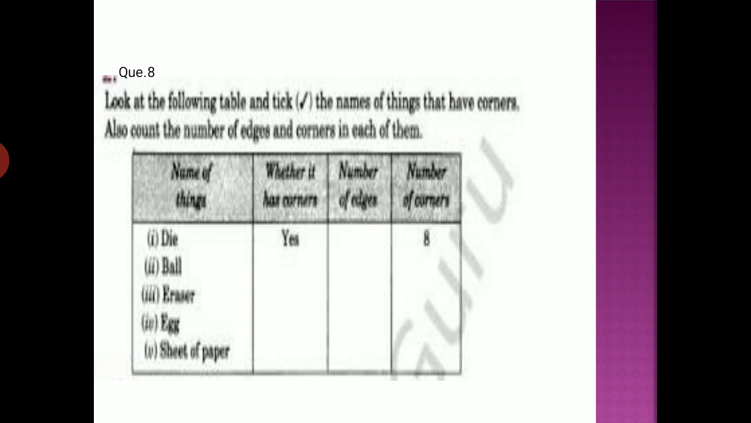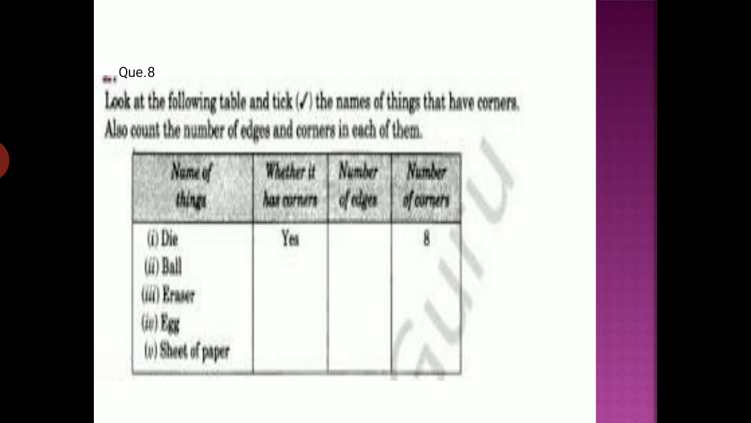Then next one is eraser. Again, eraser is also in shape of a cuboid. So it has corners? Yes. Number of edges? 12. And number of corners? 8. Egg. Egg is again spherical in shape, round like ball. So it has corners? No. Number of edges? No. Number of corners? No.